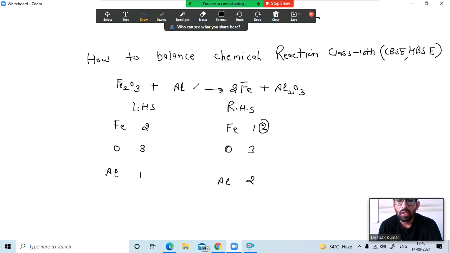On the left hand side there is 1 aluminium, but on the right hand side 2 aluminium. Now you multiply with 2. When you multiply with 2, your aluminium is also balanced. Now check: on the left hand side 2 iron and right hand side 2 iron, on the left hand side 3 oxygen and right hand side 3 oxygen, and left hand side 2 aluminium and right hand side 2 aluminium. Now your reaction is balanced.